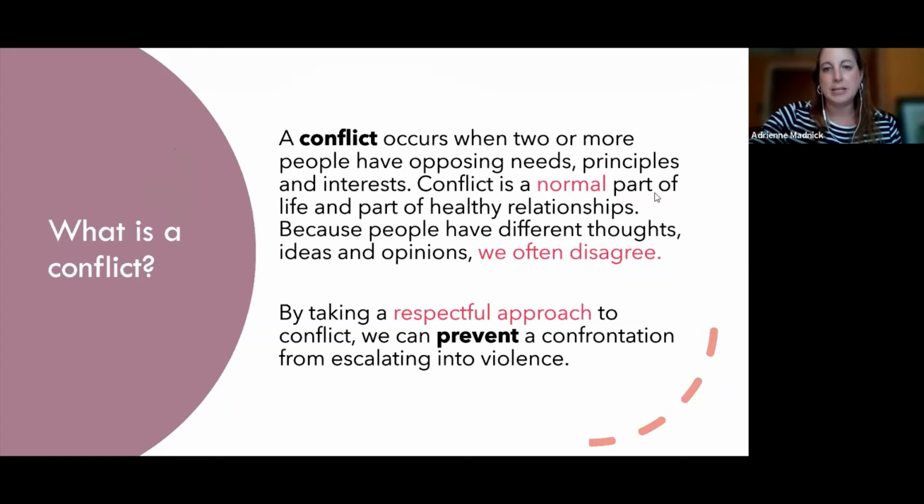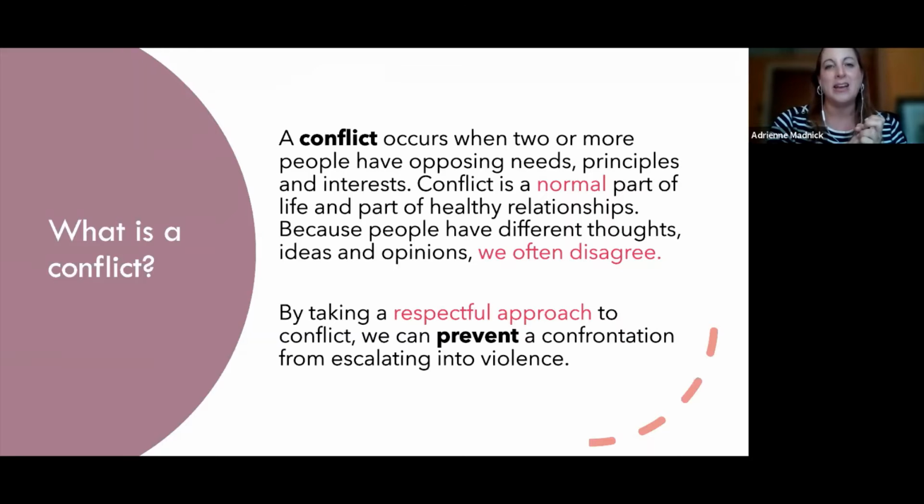Conflict is basically, we think of arguments or yelling or screaming or disagreeing in general. The technical definition is a conflict occurs when two or more people, could be 1-on-1, 2-on-2, 2-on-1, or a whole group against another group, have opposing needs, principles, and interests. So that's the technical definition.